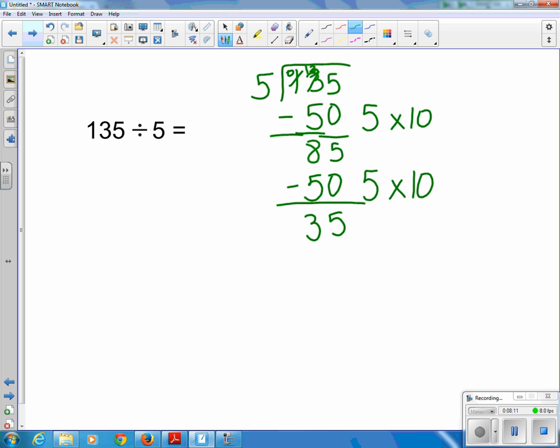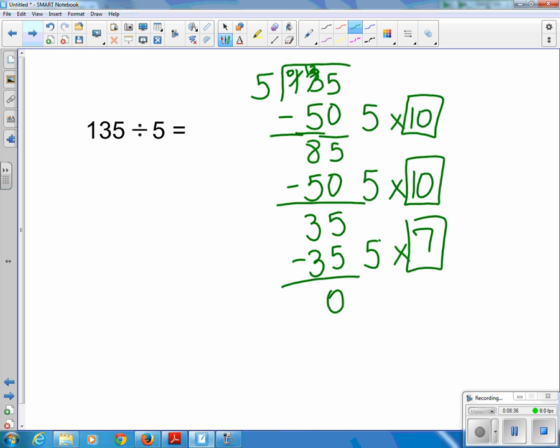Okay, I cannot multiply times 10 anymore because I will get 50, and 50 is much higher than 35. So let me see, can I find a number that if I multiply times 5, I get 35? Yes, you're right, times 7. 5 times 7 is 35, and if I subtract 35 minus 35, I get 0. Now let's see, I multiply times 10 again, and times 7. And 10 plus 7 is 17. That's going to be my quotient.